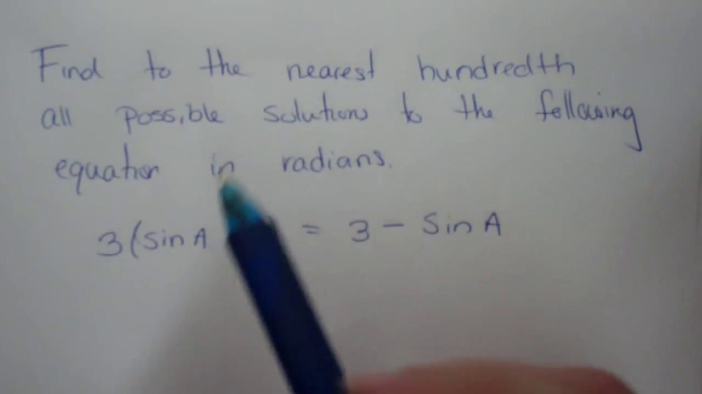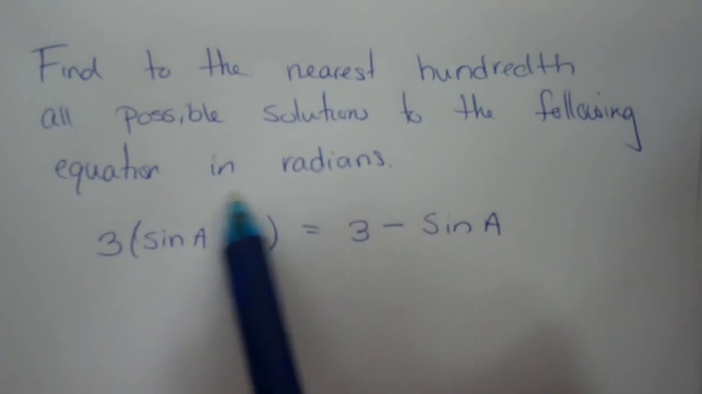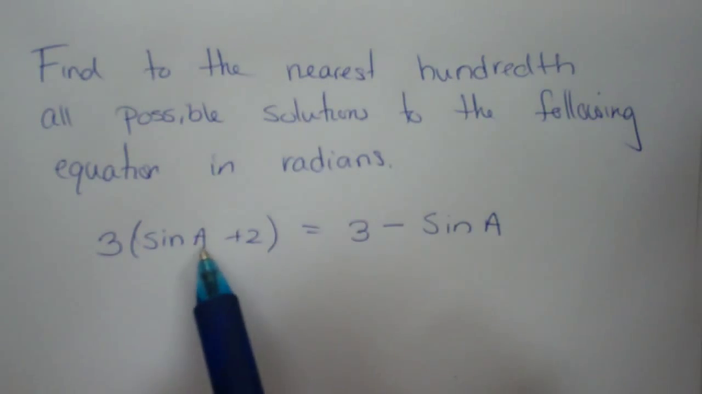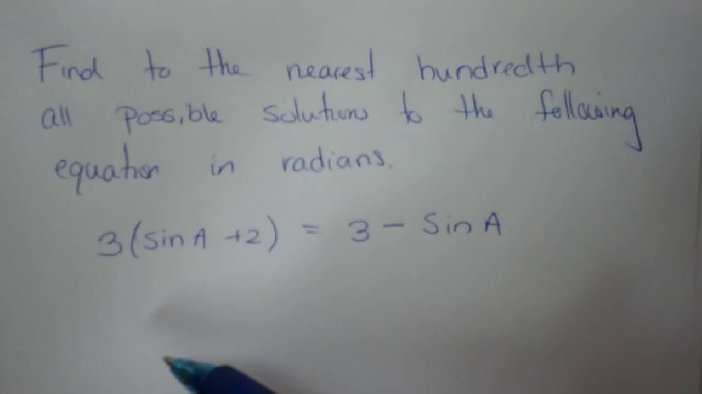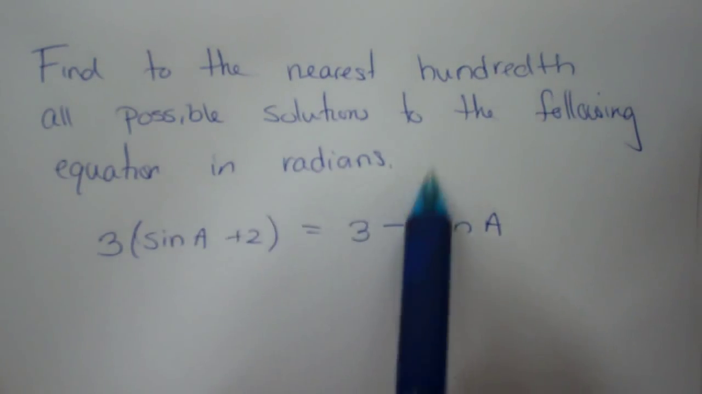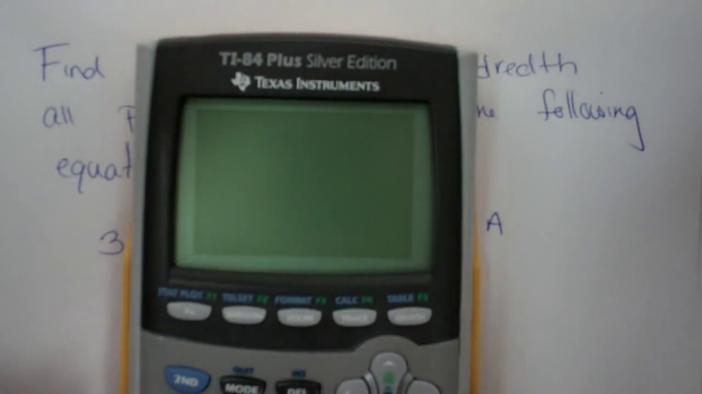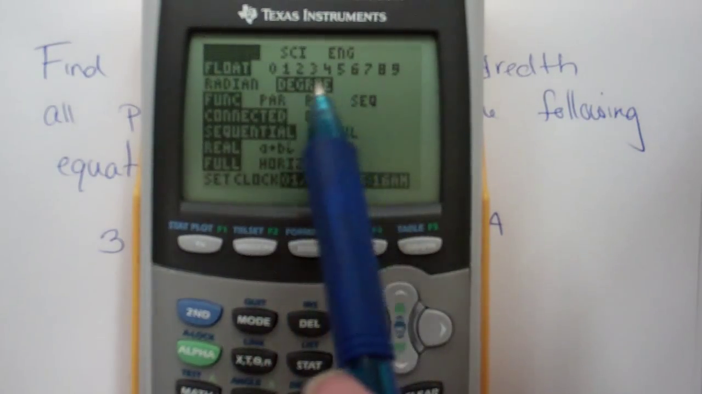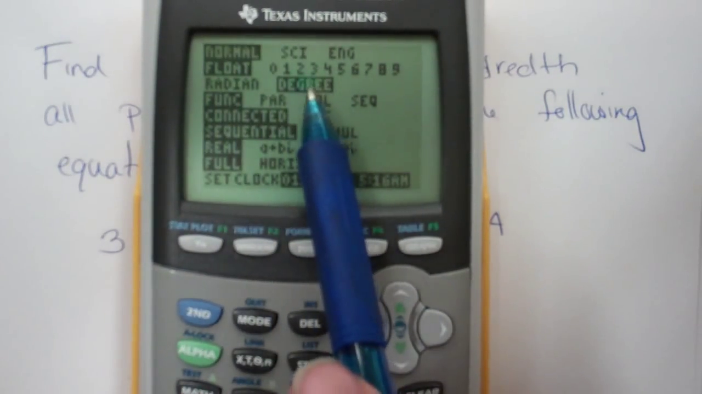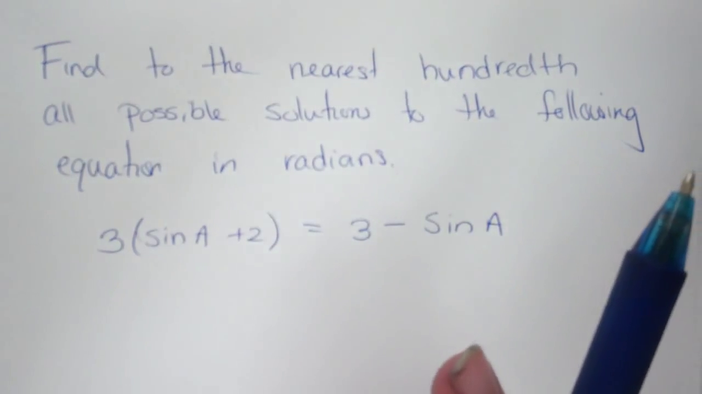And that's just fine. But as a strategy, let's go ahead and solve this for a in degrees, and then in the end we'll convert from degrees to radians so we get the answer that they're asking for. So we need to make sure that the calculator is on the correct mode. So go to mode, and then make sure that it's on degrees. Right there, this one is on degrees, so that's no problem. Second quit, and we're ready to go.